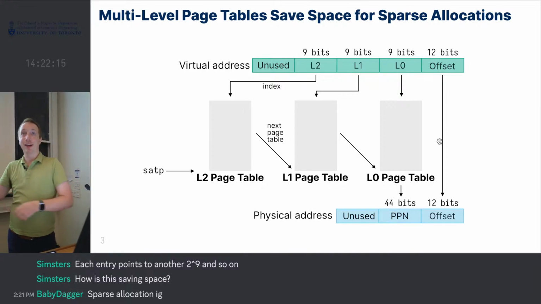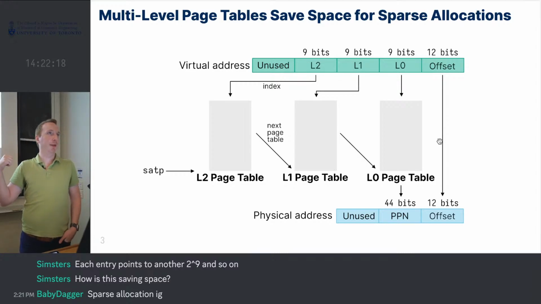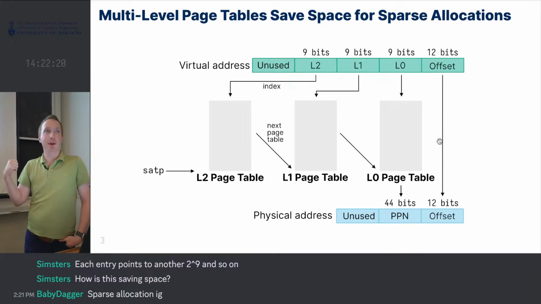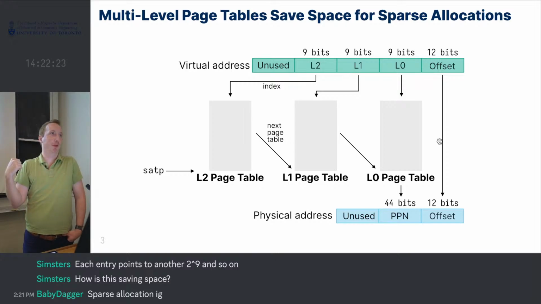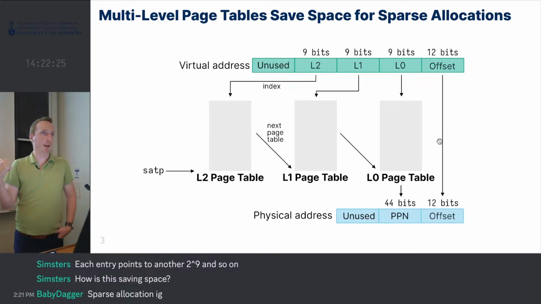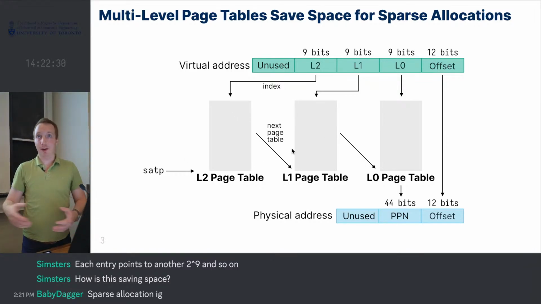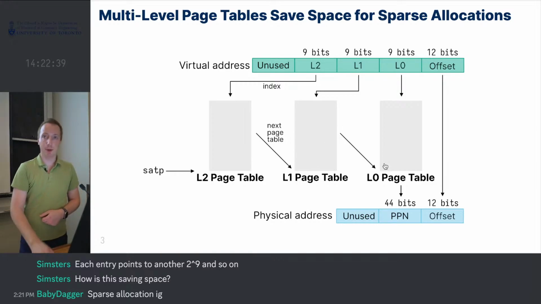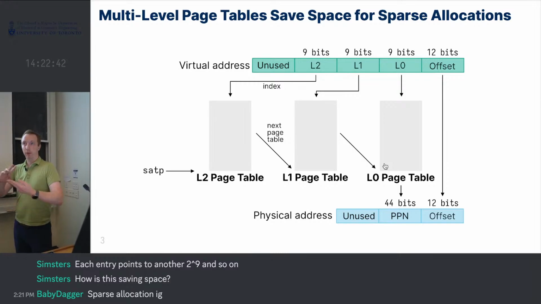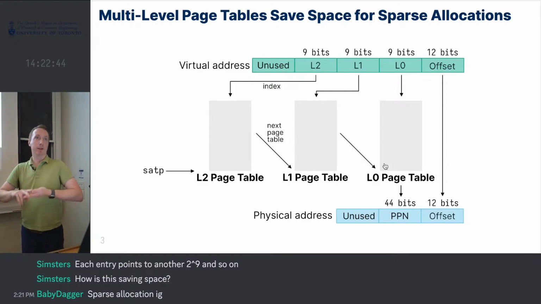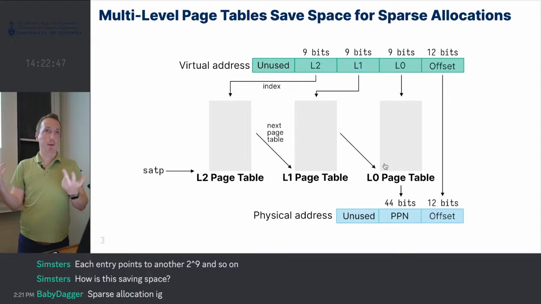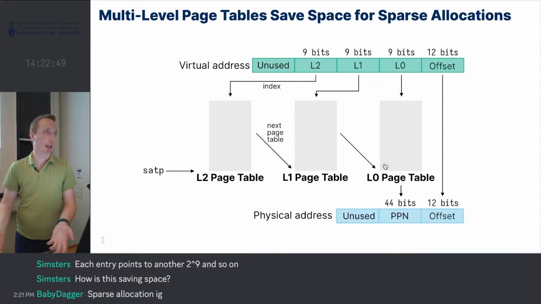So in the worst case, this actually wastes more space on page tables. But we're going for the common case, which is most programs do not use all the address space, right? In order to translate a single address, we only need one L2 page table to point to one L1 page table to point to one L0 page table. So we only need 3 pages to translate an address. So that is 12 kilobytes instead of 1 gigabyte.